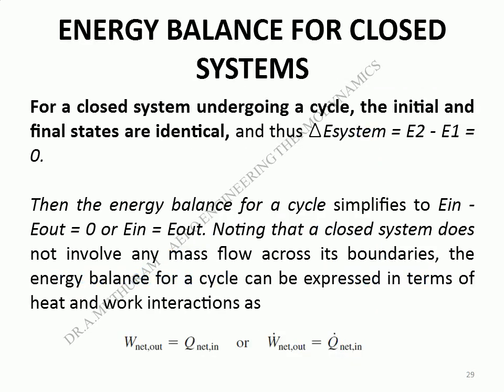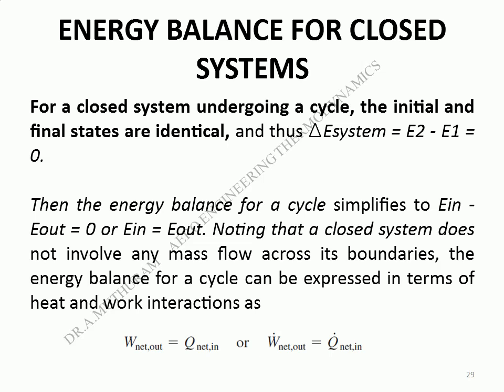Energy balance for closed systems. For a closed system undergoing a cycle, the initial and final states are identical, and thus ΔE_system equals E2 minus E1, which equals 0. Then the energy balance for a cycle simplifies to ΣE_in equals ΣE_out.